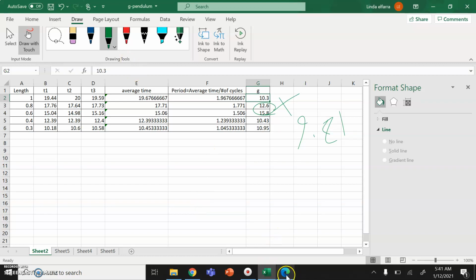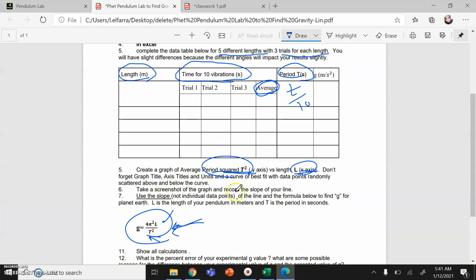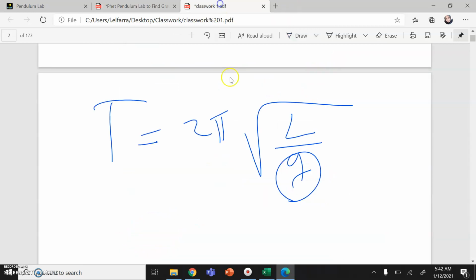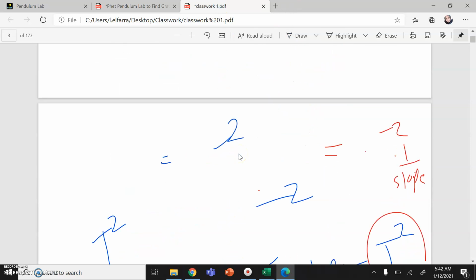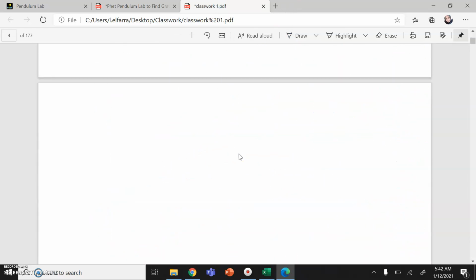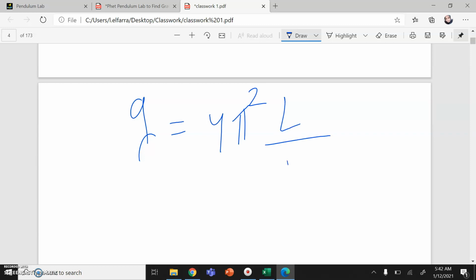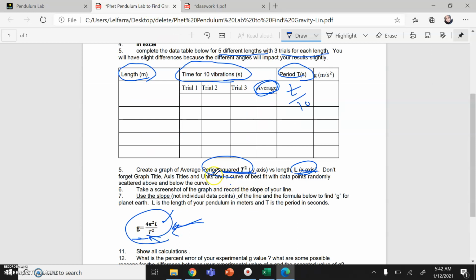Next step, you have to draw a graph between the period and L. Why do I need to draw a graph? Because when I get the graph, I have to find the slope. From the slope, I need to find the value of g. So you have to understand what we're doing first. The value of g, I need to find from this formula, 4 pi squared L divided by T squared. And I need to draw a relationship between T squared and L.